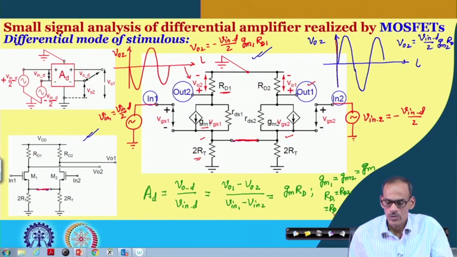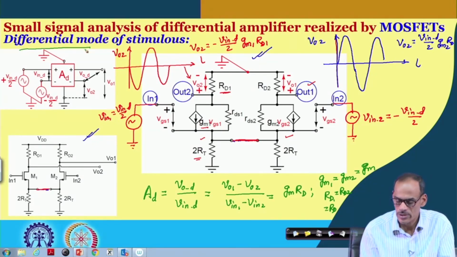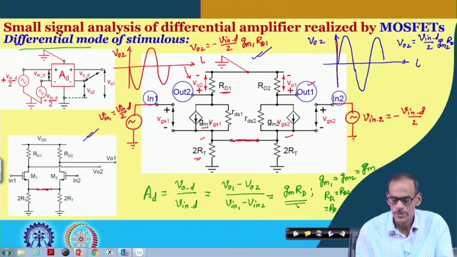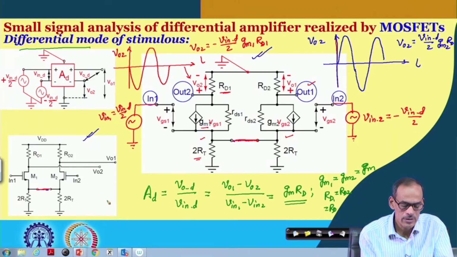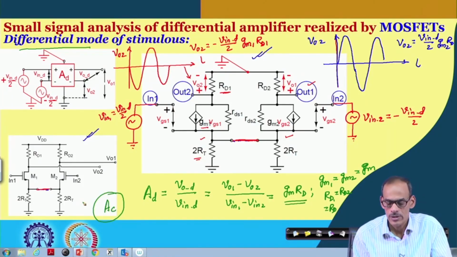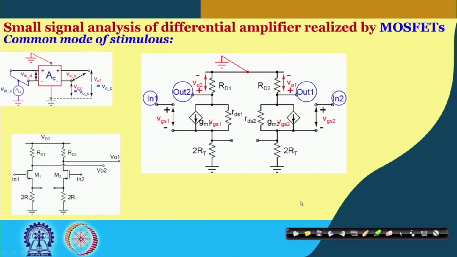So, now we have covered the differential mode of operation and obtained the differential mode gain of the circuit. And the next thing is that we can go for common mode stimulus, and then we can find the corresponding gain of the circuit called AC. And to start with, let me go with the MOSFET version first, right, and then we will be doing the analysis.